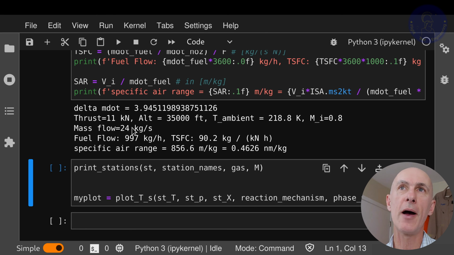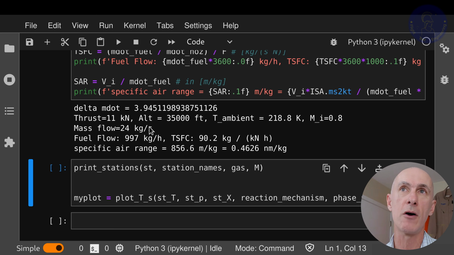Okay, so we can see right off the bat that our 20 kilograms per second mass flow that we guessed was off by 3.9 kilograms per second, and that's roughly 20% off. This is exactly why we need to close the loop on mass flow in our next episode. So stay tuned for that.